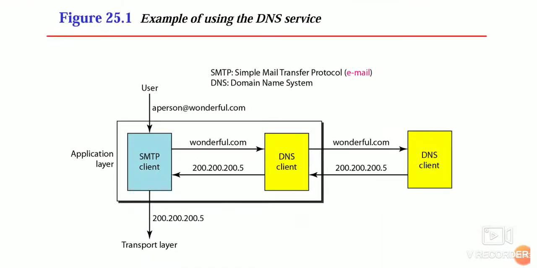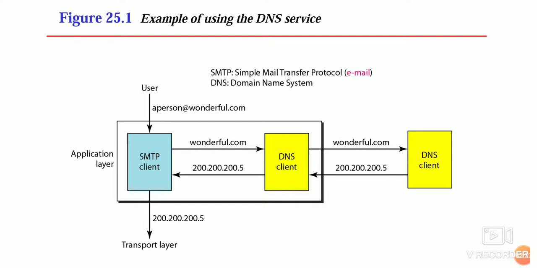You can see in this diagram there is a user and a client. This is the user end, and you can see a rectangle box. In it, the user is an SMTP client who wants to access wonderful.com. What happens here? Whenever I type wonderful.com in my URL space and press enter, the process takes place. This takes very little time, in terms of microseconds to nanoseconds.